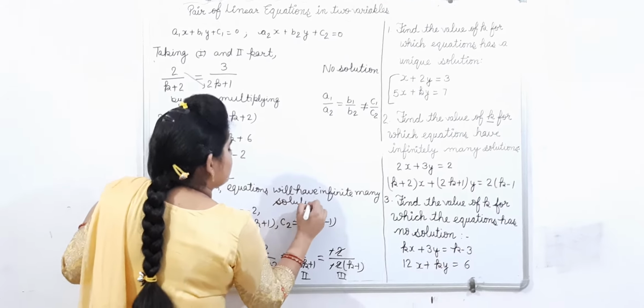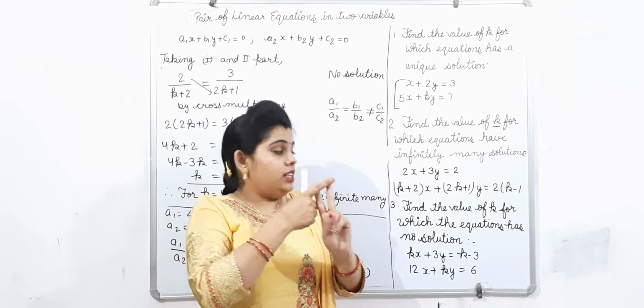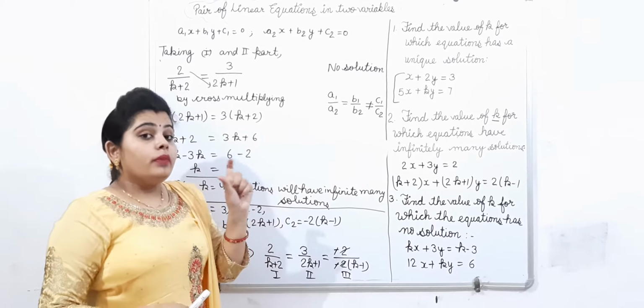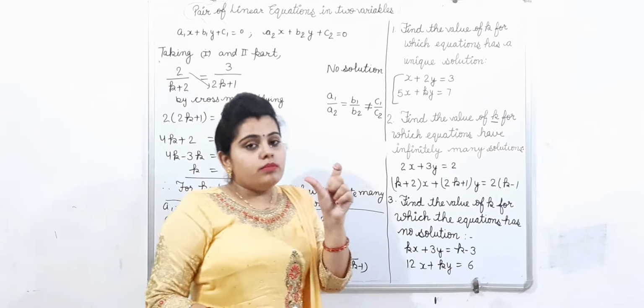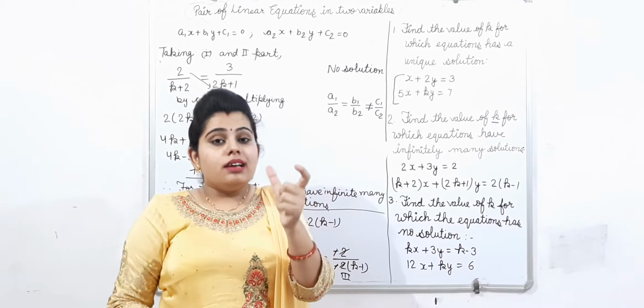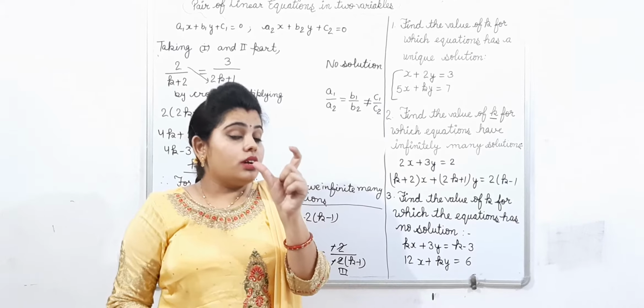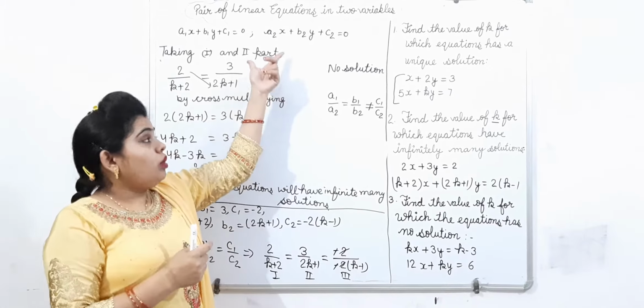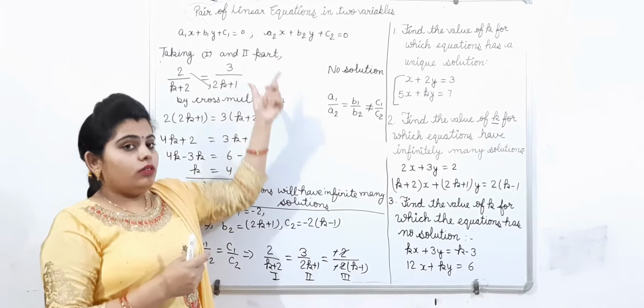Now in these two questions we saw that in the first part the equations have a unique solution, and in the second question the equations have infinitely many solutions. Now one word comes up here: consistent system. Consistent system of equations means those equations are consistent. What do you mean by consistent?